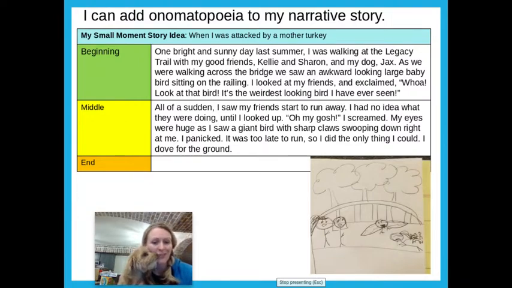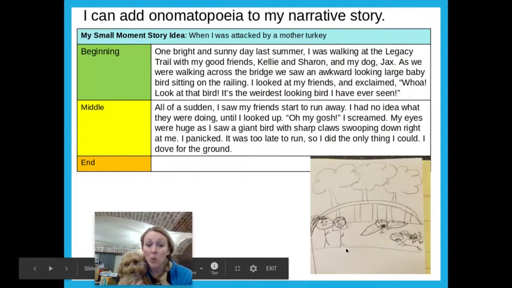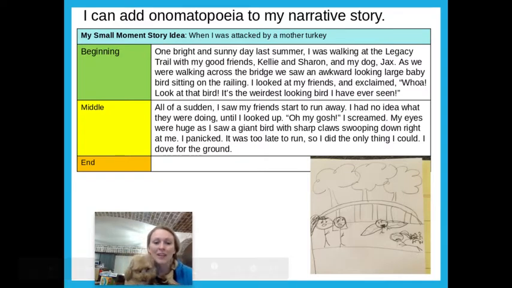Make sure you're telling the story and painting a picture in the minds of readers, not just telling, but showing what's happening. All right, so I'm going to look back at my sketch here. This is my ending sketch. My friends have run away successfully. The big bird is flying down, and I have fallen to the ground. So I need to paint that picture using my words for the end of my story.